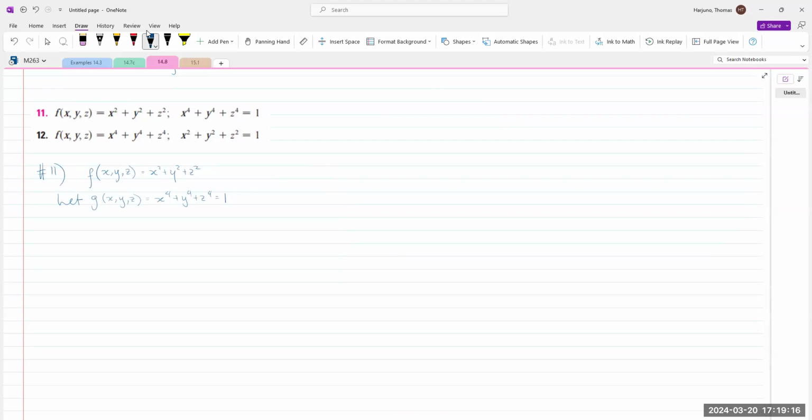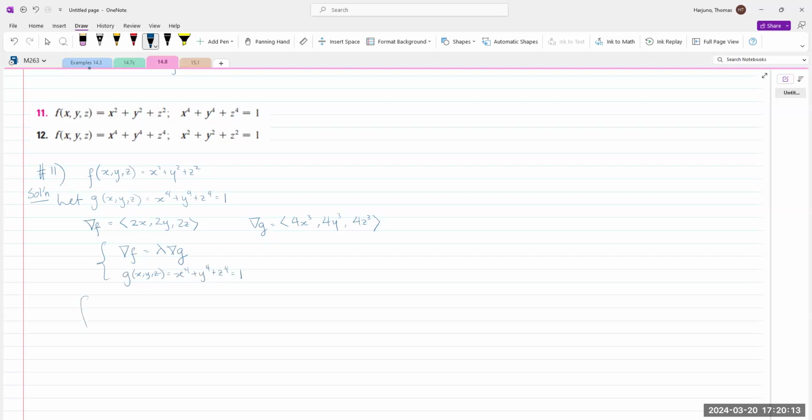Okay, now, so the first step is I define the constraint function and then do the gradient. That will be the regular 2x, 2y, 2z for the gradient of f. The gradient of g will be 4x cubed, 4y cubed, 4z cubed. Okay, it has to satisfy the gradient of f equals lambda times gradient of g, and g(x, y, z) has to equal 1.